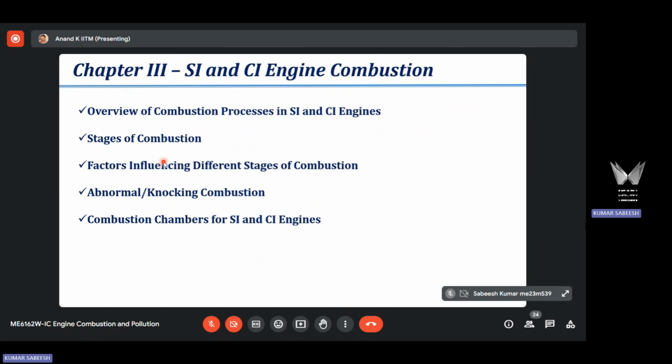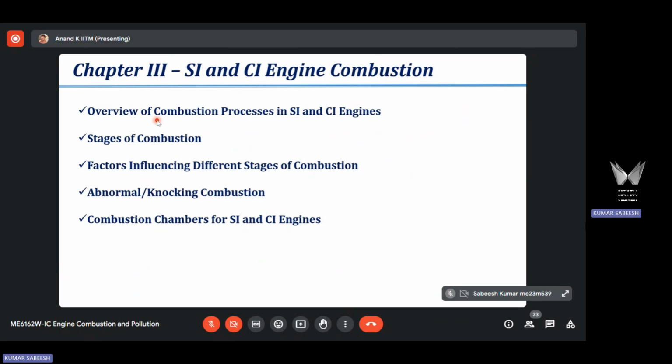So we will follow the same sequence to understand the combustion process of CI engine as we have done for SI engine. I will also talk about knocking combustion in CI engine. Then I will conclude this chapter with a discussion on combustion chambers for CI engine.